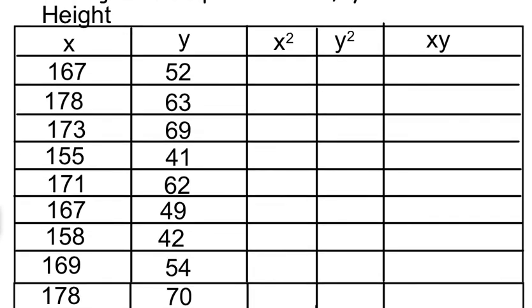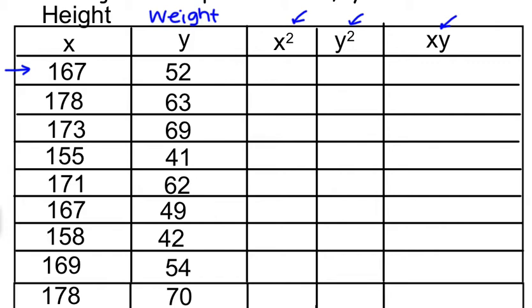So we have the height, which is your x, your weight is your y. So the first person here, 167, and then 52. Okay. What we have is a few more columns. We have x squared, y squared, and x times y. So take some time and write down this chart, because you're going to have to do one on your own in your assignments.